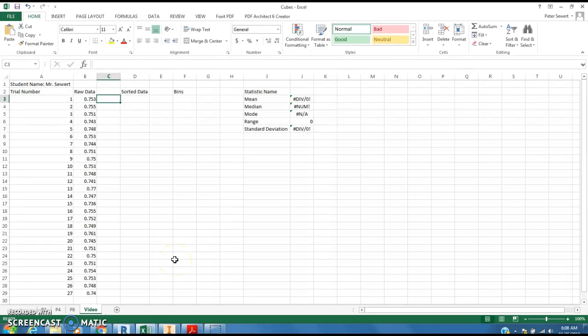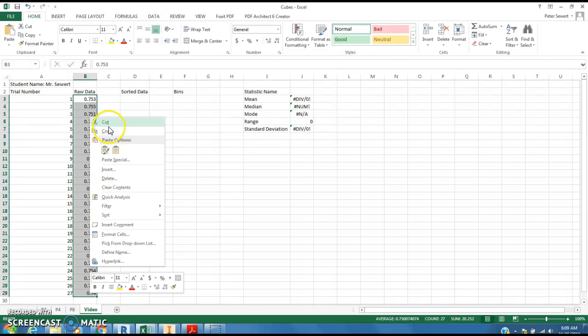This video is about how to use the spreadsheet to sort your cubes to decide what are usable parts and what are not usable parts. I've entered all of my raw data. Now I've got my formulas all input over here under statistic name. So I'm going to highlight all the data.